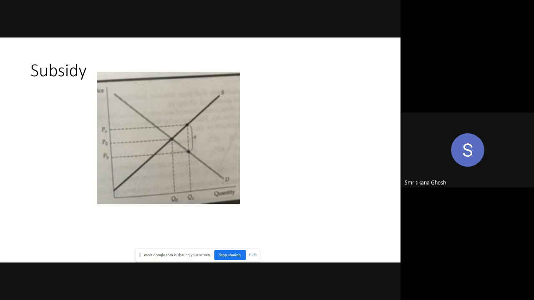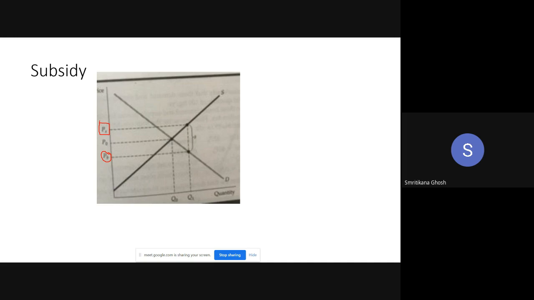Anyway, if the subsidy is given, then initially the price was P naught. Now the price for the consumer is this, and the price for the producer is this. Is it clear? Yes, ma'am, because the price corresponds to the demand curve and the price corresponds to the supply curve. So look, the consumer is getting the benefit of the subsidy because for him the price is reduced. Producer is getting the benefit of the subsidy because for him the price is increased. So this is how they are getting their own benefit through subsidy.